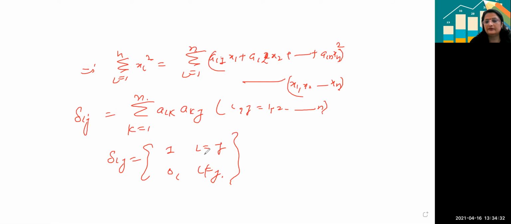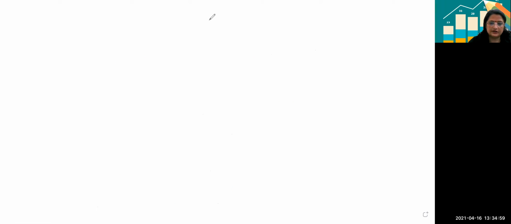So when you put the value, when i is equal to j, that is, when i and j are the same, then it gives the value 1. Otherwise, it gives the value 0, right? So it implies A is an orthogonal matrix. So either you can solve by this or you can do by this, right? Now, the next definition is linear orthogonal matrix.